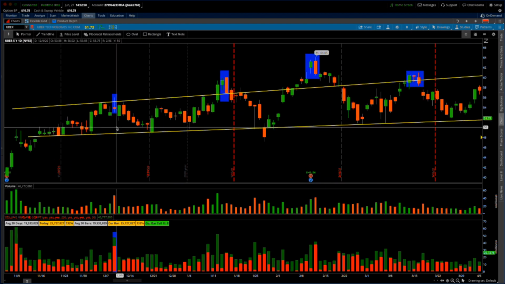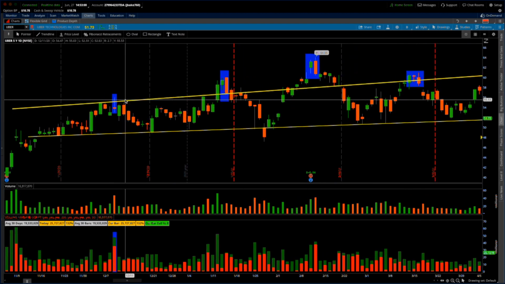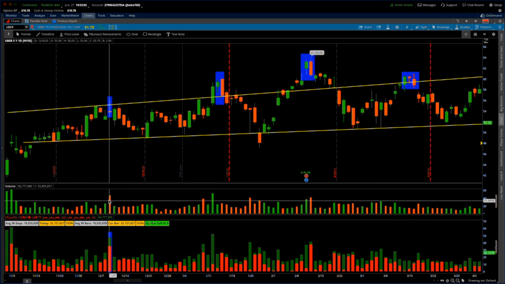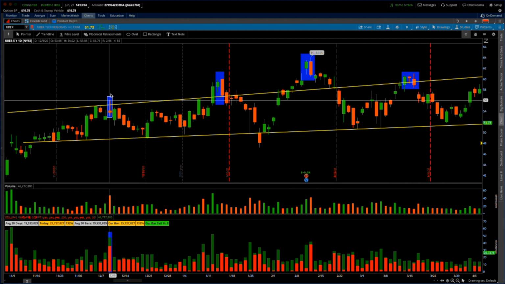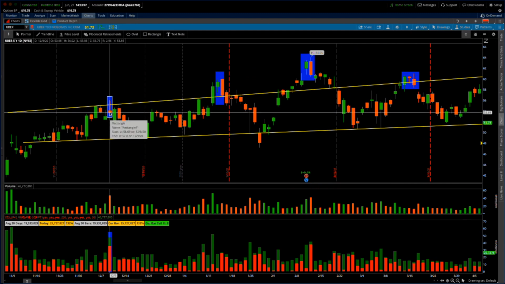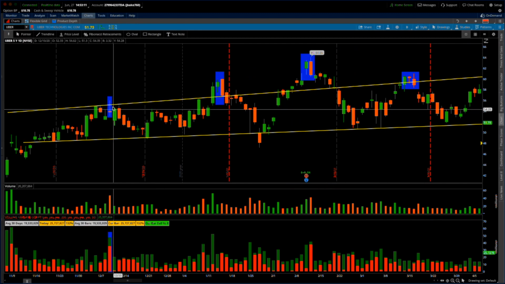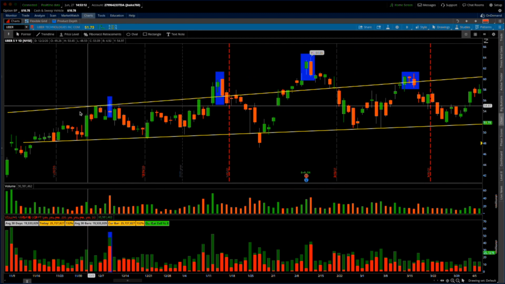And this is a good example right here. We have this shooting star here on high volume, which we want to see, especially on a reversal. But this is the first sign of reversal. So we should be cautious on it, but just know that this trend is starting to show weakness.